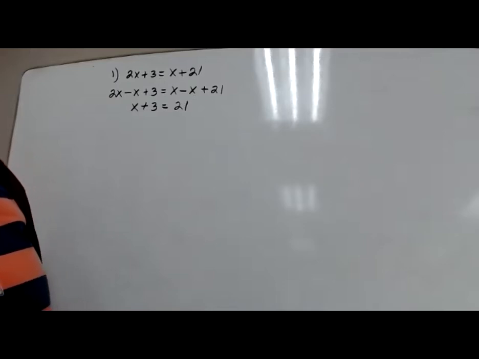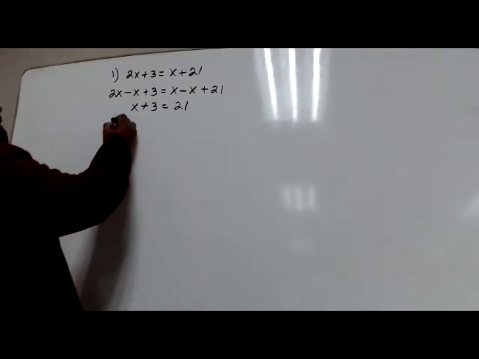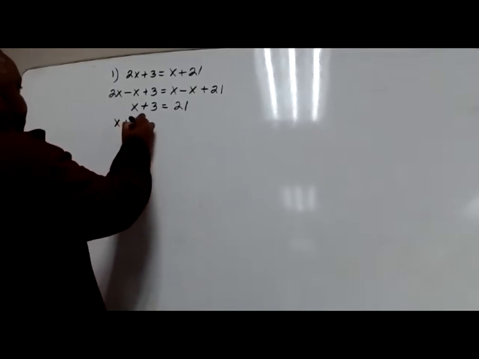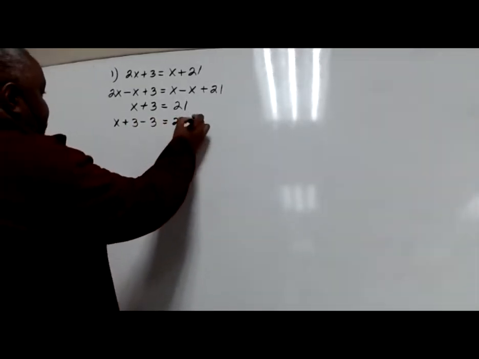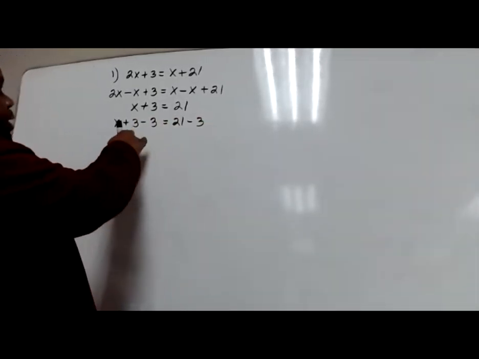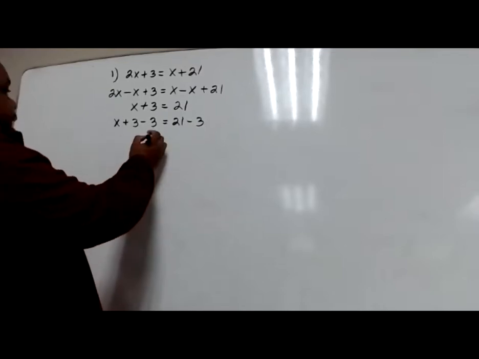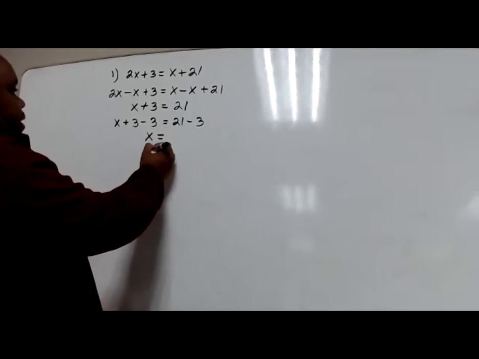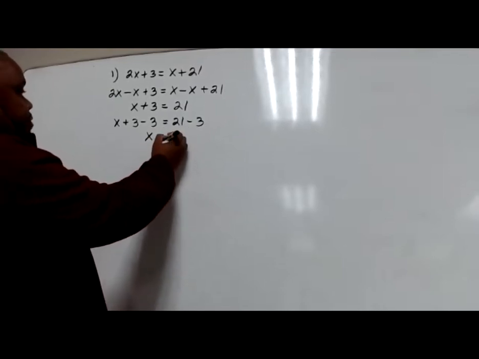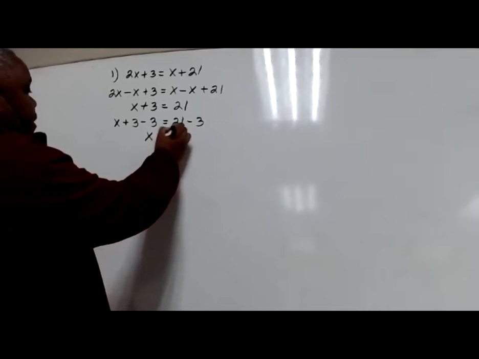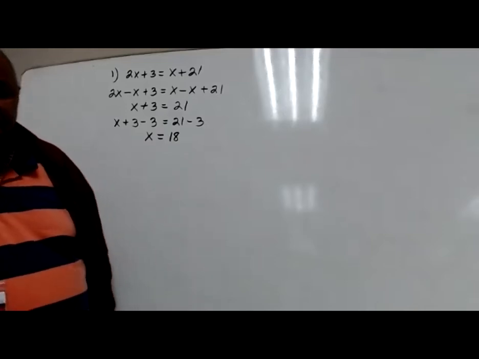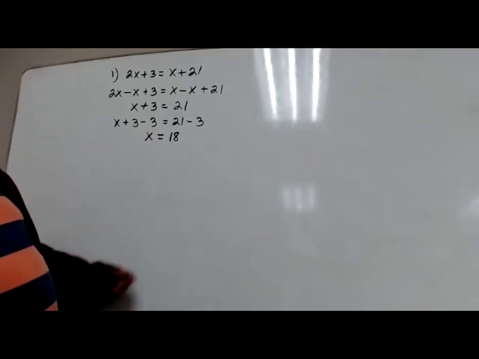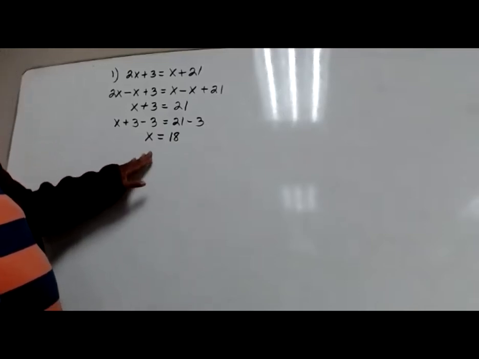And then to get x by itself, you're adding 3, so the opposite of adding 3 would be to subtract 3 on both sides. Adding and subtracting 3 is the same as adding 0, so you're left with x, and then 21 minus 3 would be 18. Now that would be my proposed solution.